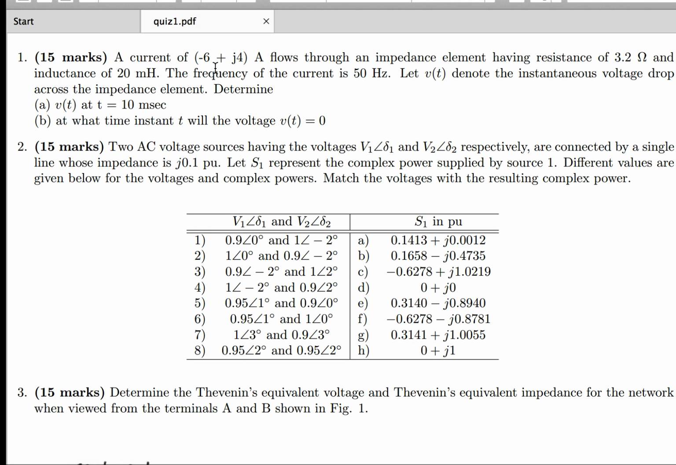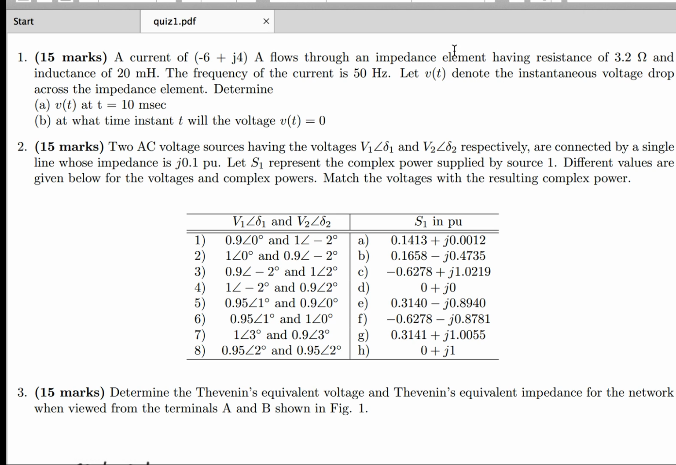So the current of minus 6 plus J4 flows through an impedance element having a resistance of 3.2 ohms and inductance of 20 millihenries. So inductance is given and frequency is given, 50 hertz. So from that I can find out the inductive reactance, and then finally I can find out the impedance, and impedance multiplied with the current will give me the voltage. Let V of t denote the instantaneous voltage drop across the impedance element. So determine all this. So let's do that.